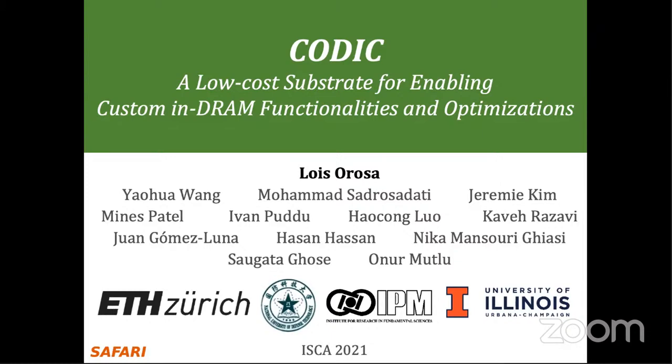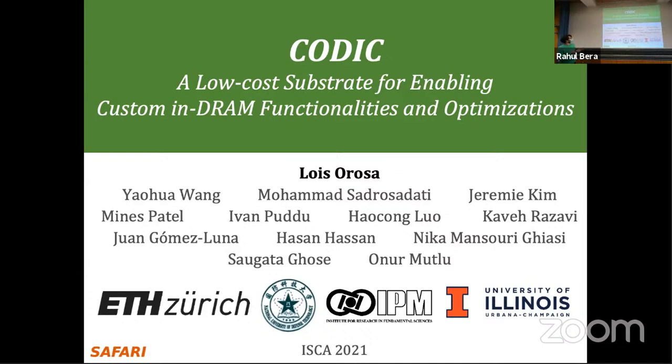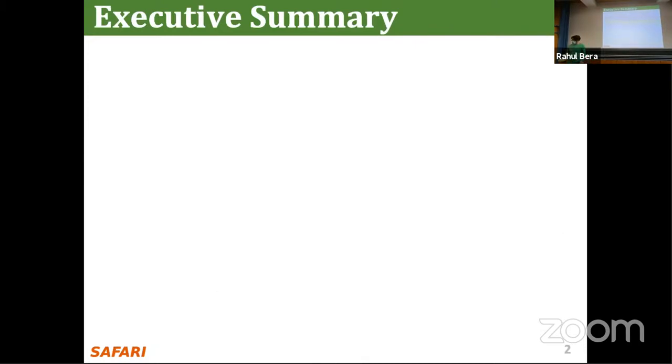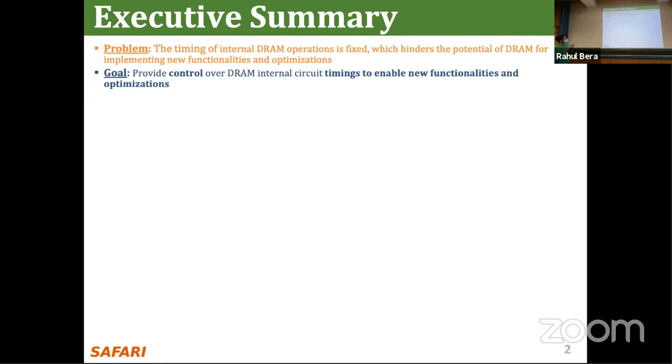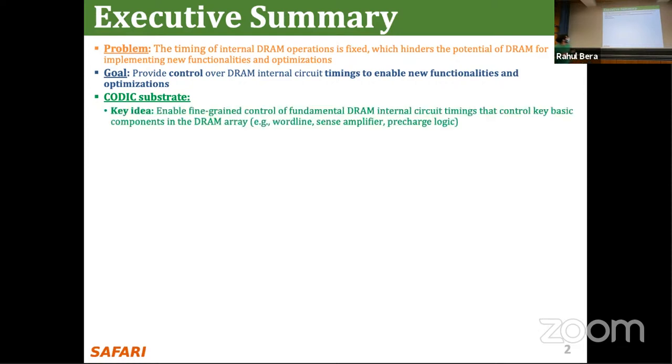Okay, thank you for the introduction, Onur. This is the paper that I'm going to present now. It's CODIC, a low-cost substrate for enabling custom in-DRAM functionalities and optimizations. And I will start with the executive summary. The problem is that the timing of internal DRAM operations is fixed, which hinders the potential of DRAM for implementing new functionalities and optimizations. The goal of this paper is to provide control over DRAM internal circuit timings to enable new functionalities and optimizations. To this end, we propose the CODIC substrate.